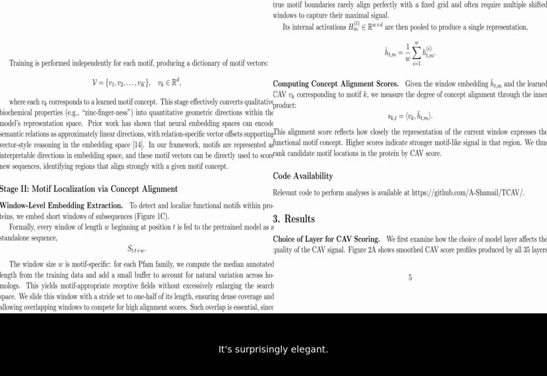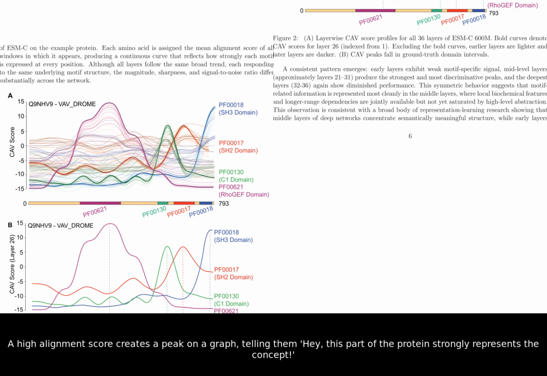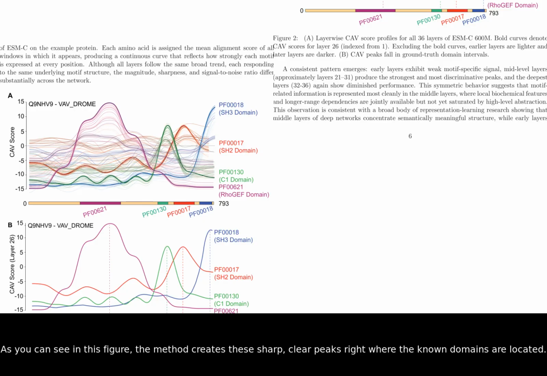It's surprisingly elegant. They slide a window across the new protein sequence, and for each little segment, they check how well it aligns with the compass needle for each motif they're looking for. A high alignment score creates a peak on a graph, telling them, hey, this part of the protein strongly represents the concept. As you can see in this figure, the method creates these sharp, clear peaks right where the known domains are located. The different colored lines represent the AI searching for different types of motifs simultaneously.